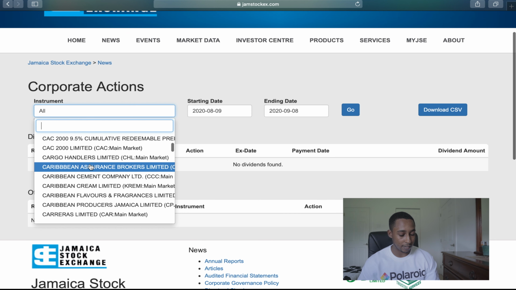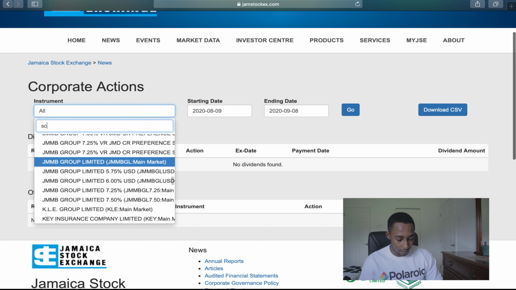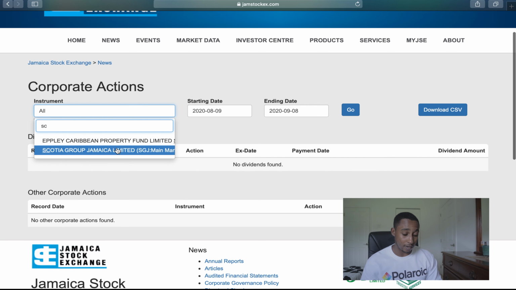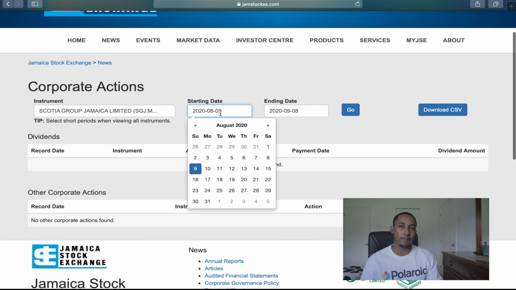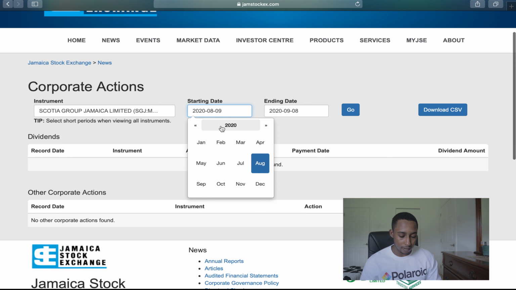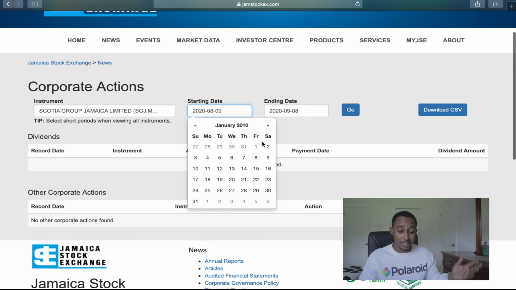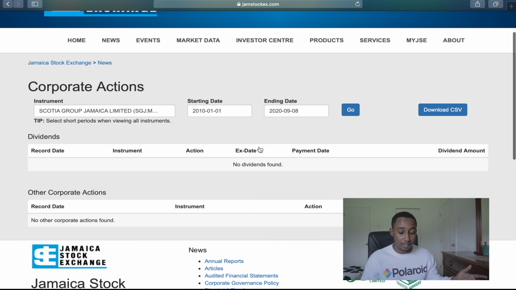So clicking on instruments and scrolling down to the preferred stock, you can either type in the name also and it comes up. So Scotia Group. The date which we want to track it by, I generally do a 10-year period, over 10 years, to see how the stock and the dividend prices were correlated over a 10-year period. So I'm going to go into year and I'm going to go back to 2010, and just for efficiency, the first month and the first day of that month, which is January 1st, 2010.